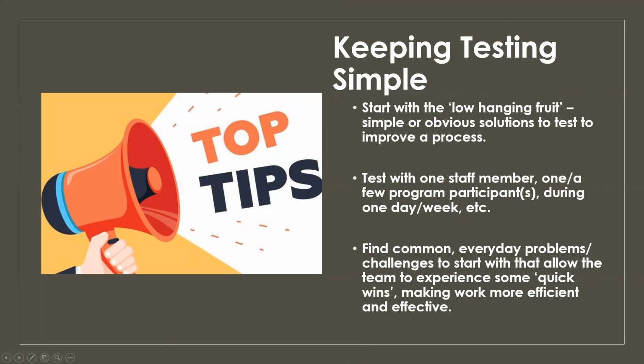When you're testing, just like I alluded to before and provided a couple of examples with, you want to keep your testing simple. So think about starting with low-hanging fruit, something that is simple or obvious that you can test to improve a process. A lot of times, those low-hanging fruit solutions exist for the challenges that we have at hand. And those can be great places to start because they lead to quick wins.